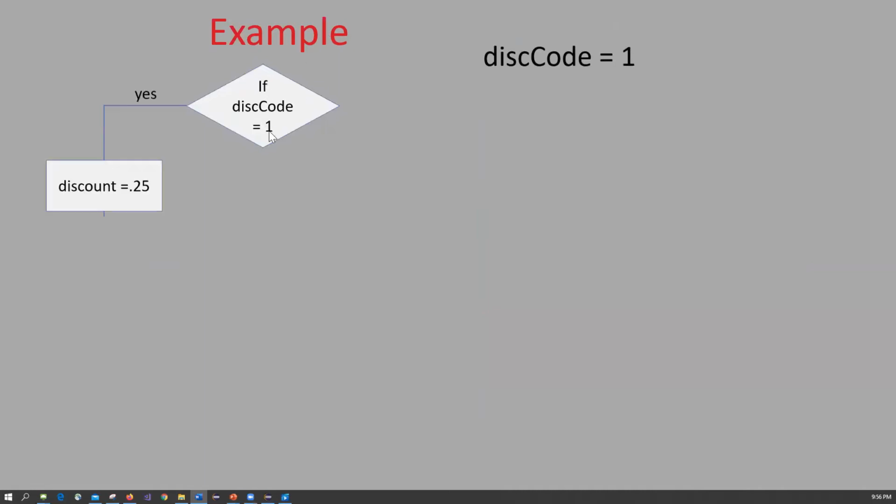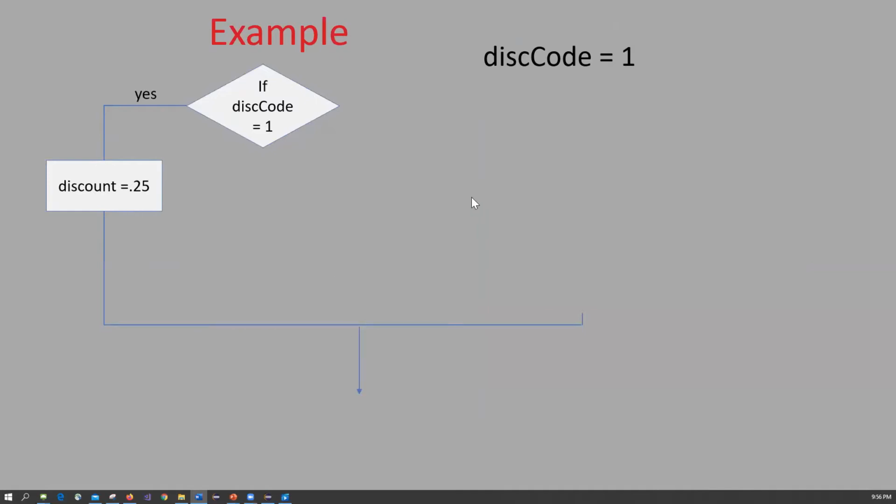We're going to start with if discount code is equal to 1. So we're going to ask, is the discount code equal to 1? Well, let's just say that it is. Discount code is equal to 1. So is discount code equal to 1? Yes, it is. So we're going to take the yes branch. We're going to set our discount code to 0.25, and then we're going to exit the if structure.